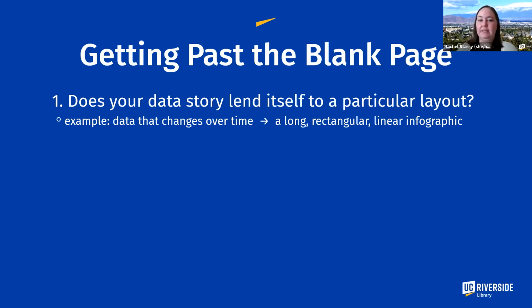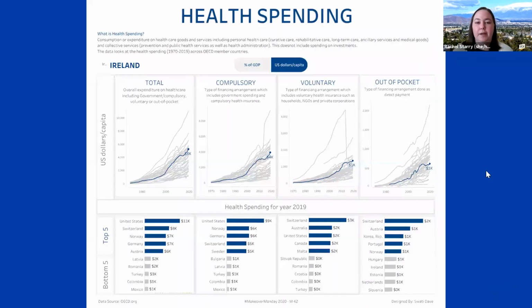So for some of the examples that we've seen, and for certain kinds of infographics, it might be easier to get started than in other cases, right? In some cases, getting past the blank page can be as simple as thinking about whether your data story lends itself well to a particular layout. If you have data that changes over time, or a lot of panel data, you might be constrained to a rectangular, linear, horizontal or vertical layout. That might not be the case for all data sets or narratives. This is a good example: if you have data that's changing over time, you might be constrained and want to focus on a rectangular or linear layout.